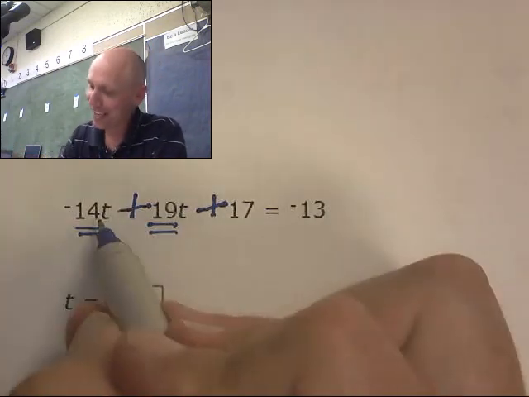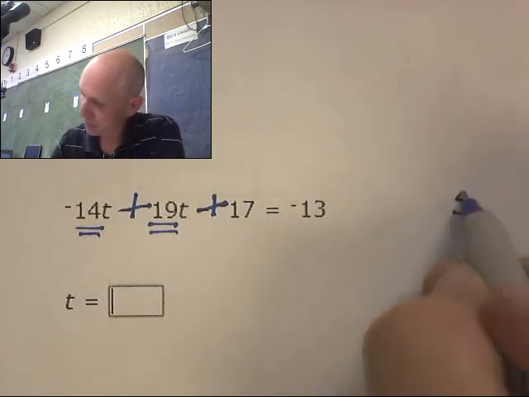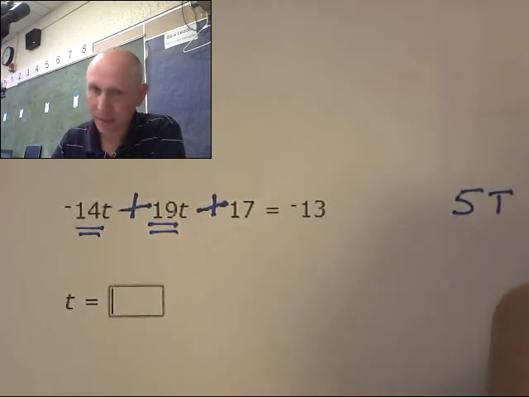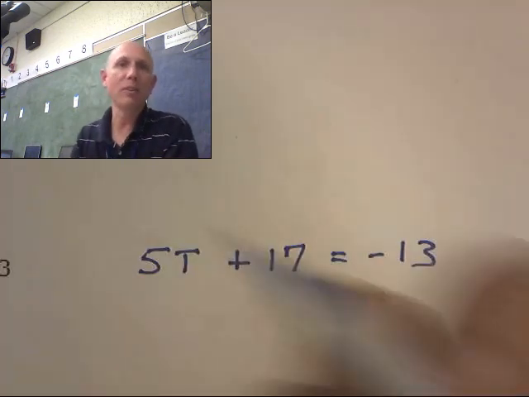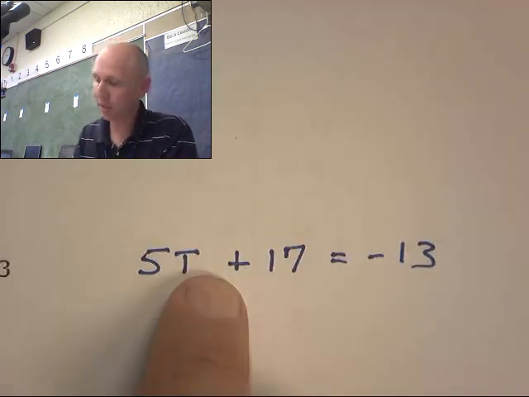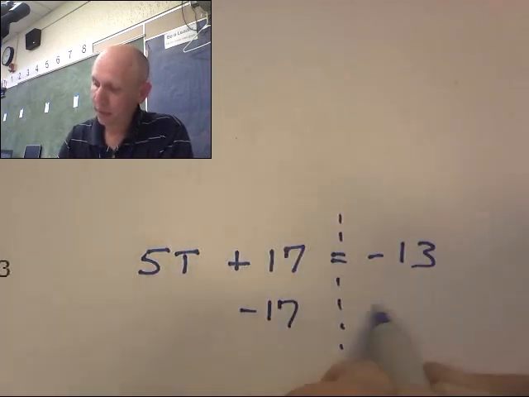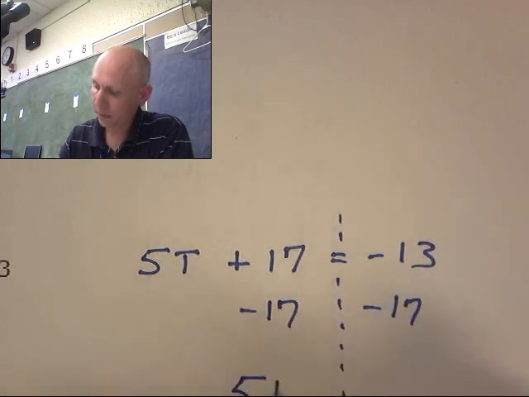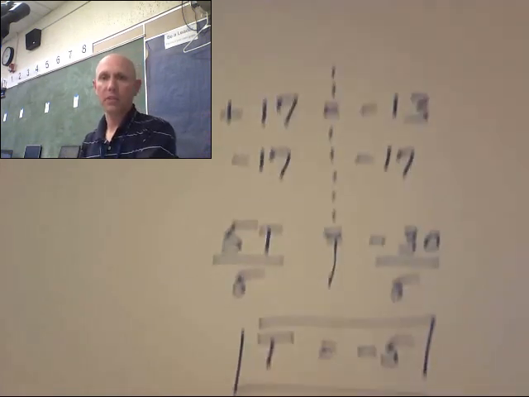No one else is. Okay, so 19 tomatoes minus 14 tomatoes. That's going to take me to 5 tomatoes. So I have 5 tomatoes plus 17 equals negative 13. And what are you looking at? A single step or a two-step equation, which you can do in your sleep by now. Subtracting 17 from both sides. Minus 17, minus 17. 5 tomatoes equals negative 30. Dividing both sides by 5. Tomatoes equals negative 5. And that was off the screen.